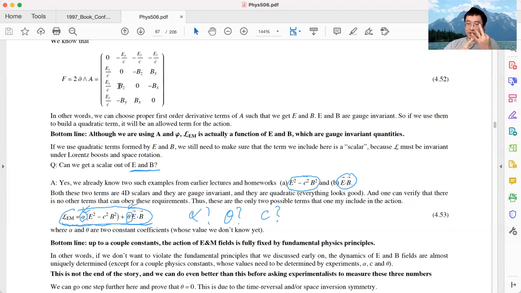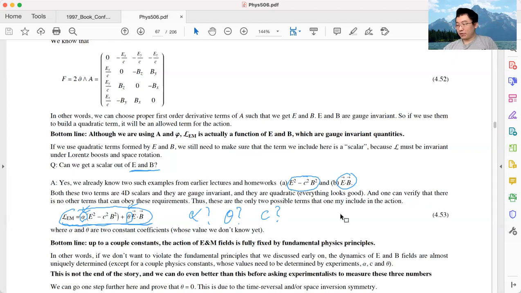Experimentally, we just need to measure these three parameters. We design some experiment to measure them. Once these three parameters are determined from experiment, we know everything about our action. And once we know everything about our action, just take a variation of the action, and we know everything about the dynamics, the equations of motion, etc. Okay, so that's the power of this approach. Bottom line, we only need experiment to tell us these three parameters, alpha, theta, and c. It turns out we can do slightly better than this.